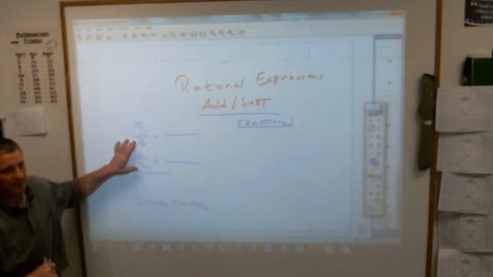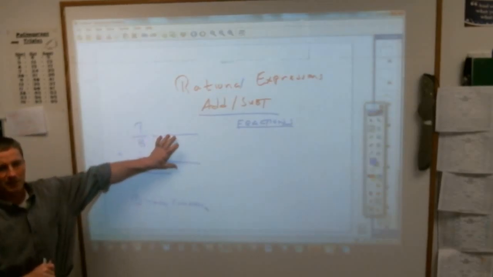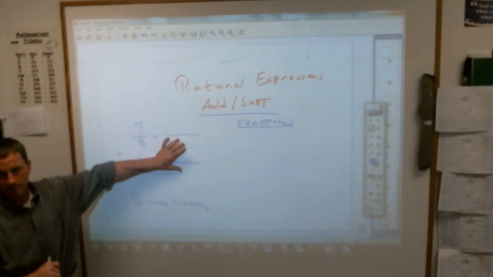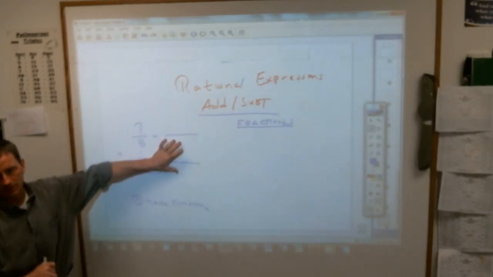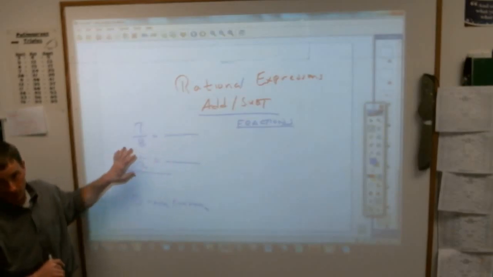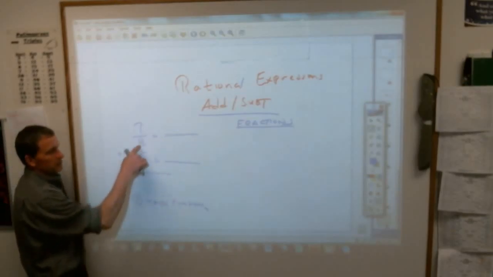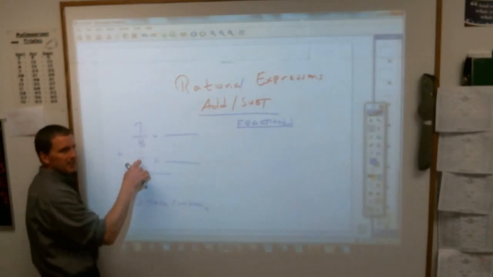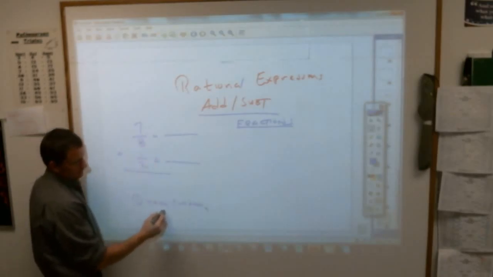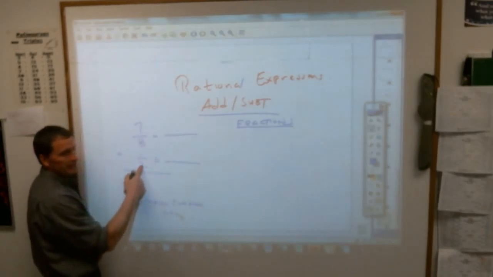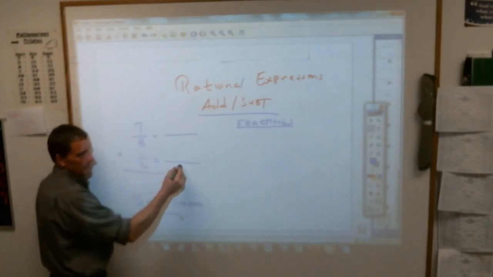If you have 2 and 8, to find out what your common denominator is, what is that called? I'll give you a clue. It's not the greatest common factor, but it is the least common multiple of the two. What is the smallest multiple that both of these have? In this case, it's easy because it's 8.